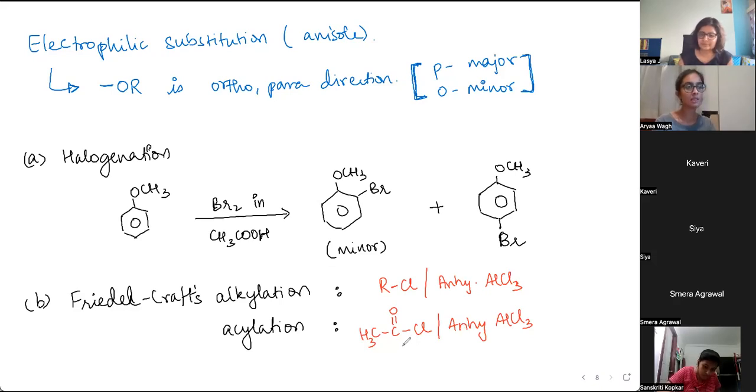There was some reasoning on why CS2 is used somewhere, carbon disulfide. I don't remember the exact thing, but somewhere there was a mention of why carbon disulfide is used, probably in the previous chapters. Carbon disulfide is used in lots of cases. That's also a popular medium, just like dry ether.